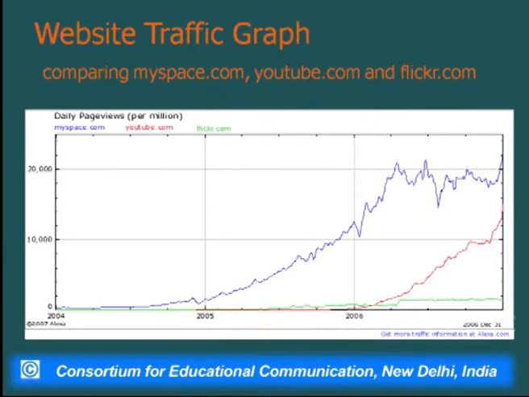Now here you see a website traffic graph. You can see this comparing myspace.com, youtube.com and flickr.com. Daily page views per million. Just imagine every day how myspace.com, youtube.com and flickr.com are being utilized, and people are taking much more advantage by using this kind of tools.